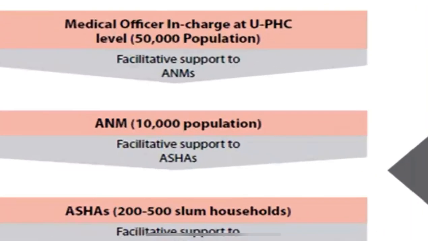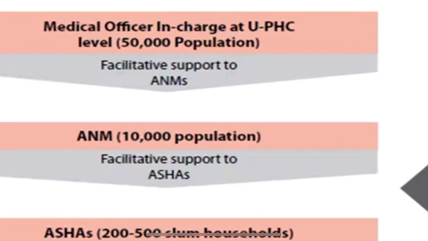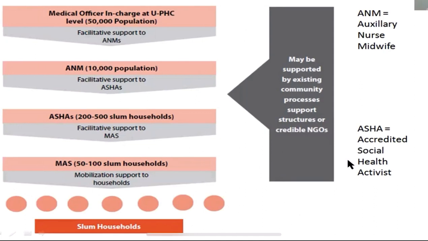Then we have the medical officer who is in charge at the urban primary health center, primary health care level, where he covers about 50,000 population and provides facilitative support to the auxiliary nurse midwife. I hope you're clear with the populations.